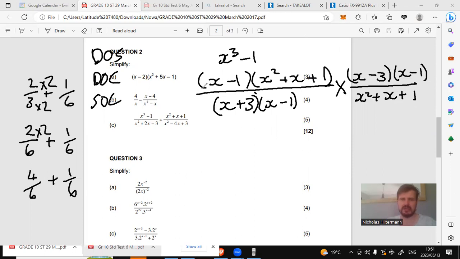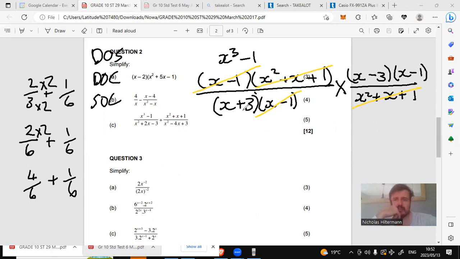Okay, so x minus 1 cancels with x minus 1. Right. That cancels with that whole thing. Now, that's interesting. Have I made a mistake in the factorizing? I feel like I made a mistake with an x minus 2. No, I didn't.